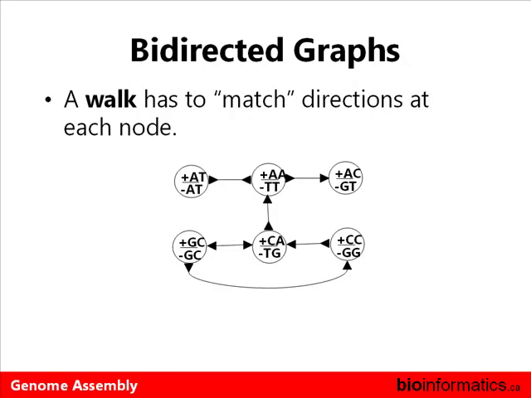They model the fact that DNA is not a string, but is in reality double-stranded. Bidirectional graphs turn out to be really similar to directed graphs in that you can define something called a walk on it, a valid way of traversing it. But this is going to be a little bit tricky. For example, this is not going to be a valid walk.